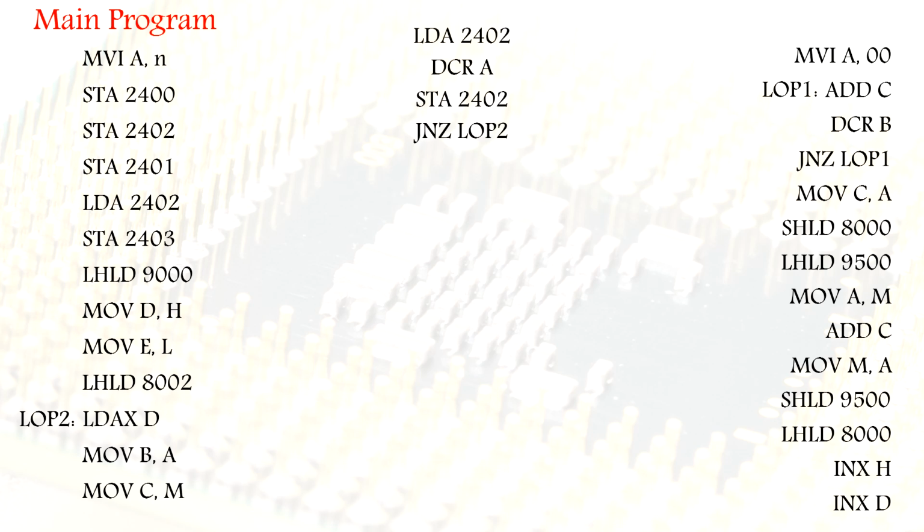Fine. So loop 2 is nothing but LDAX D. We are again getting the content of the DE register pair and the content of the HL register pair, after incrementing them, loading them back into B and C registers, multiplying that, and in the process doing this. This will be done n number of times.